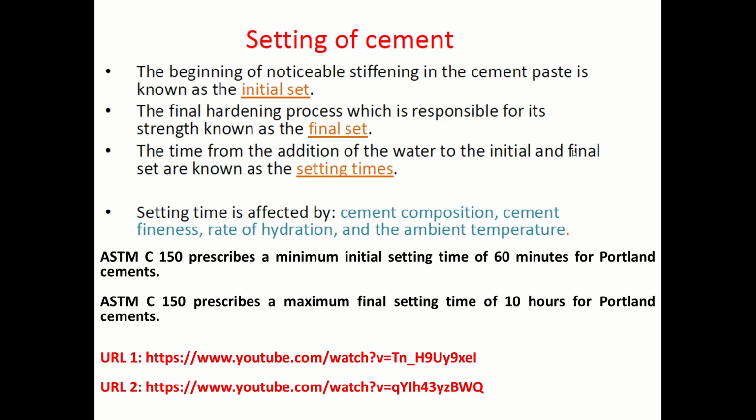Setting time is affected by cement composition, the fineness of the cement, rate of hydration, and the ambient temperature. According to ASTM C150, which is for Portland cement, the minimum initial setting time is 60 minutes, and according to the same standard, the maximum final setting time of Portland cement is 10 hours.